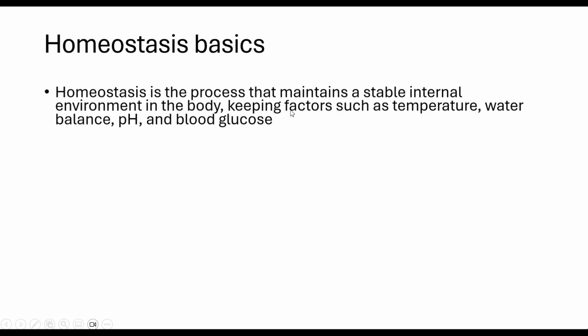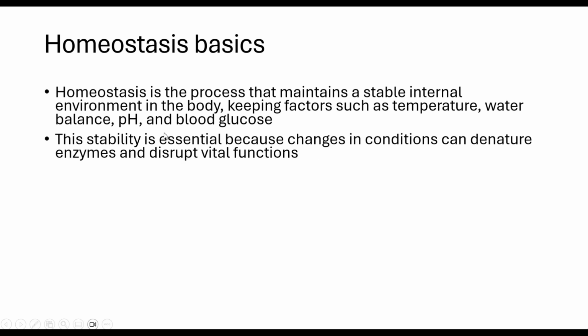Homeostasis basics here. So homeostasis is the process that maintains a stable internal environment in the body, keeping factors such as temperature, water balance, and pH all steady. Obviously, the reason for that is it's needed to make sure that the enzymes are working. Because if it doesn't do that, then the enzyme is going to denature. So if it's too hot inside the body, it's going to denature. So you need something to make sure that's regulated.